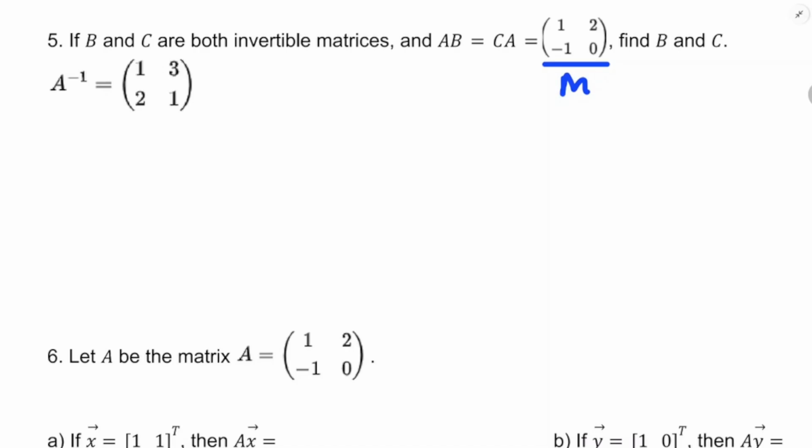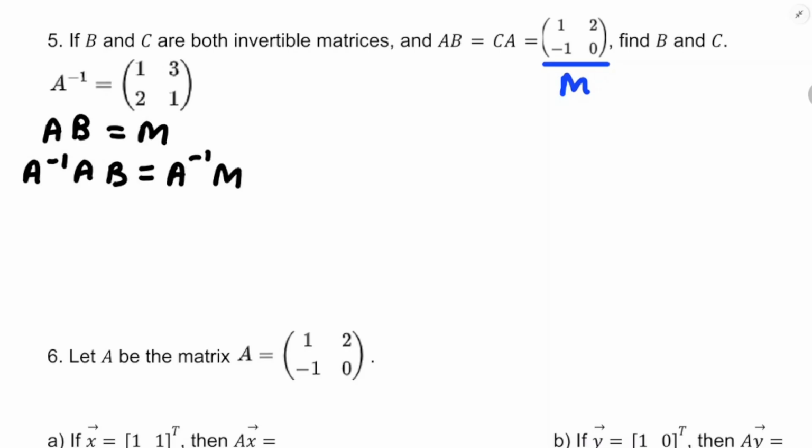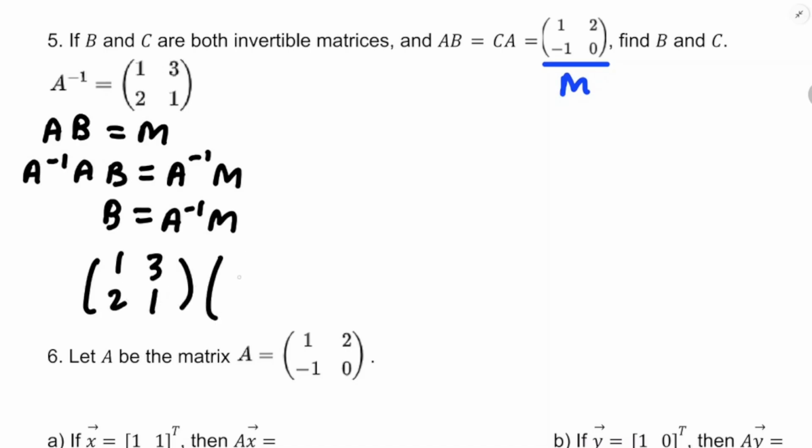All right, so for number 5, we've got AB equaling CA, which is this matrix, which is given, which I'm just going to call M. And I'm going to ask you to find B and C. So I'm going to start with the equation AB equals M, and I'm just going to try to solve for B. I'm going to start by multiplying both sides of this equation on the left by A inverse, giving B equals A inverse M. And I've got A inverse right here and M right here, so I should be able to do that without too much trouble.